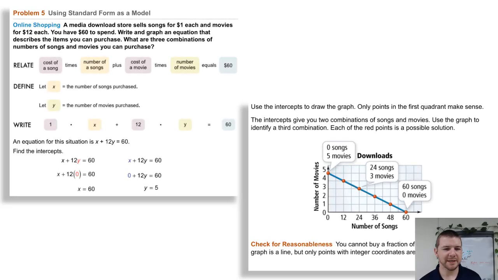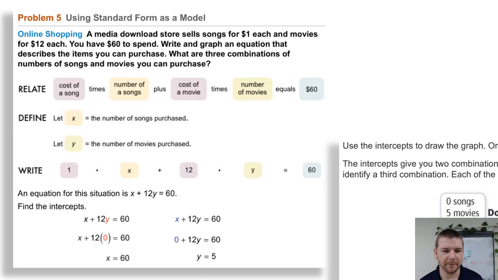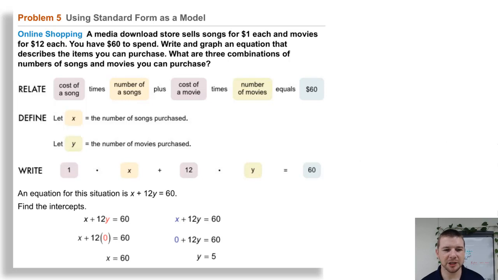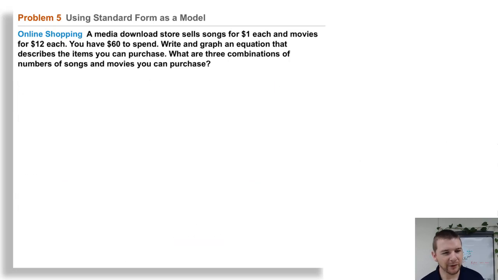Problem 5, using standard form as a model. So this one has to do with online shopping. A media download store sells songs for $1 each and movies for $12 each. You have $60 to spend. Write and graph an equation that describes the items you can purchase. What are 3 combinations of numbers of songs and movies that you can purchase?